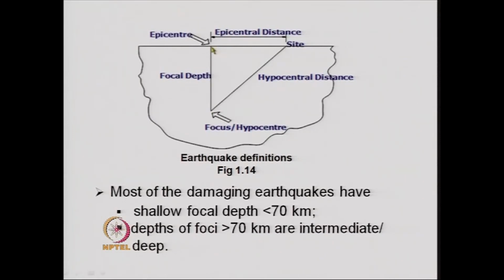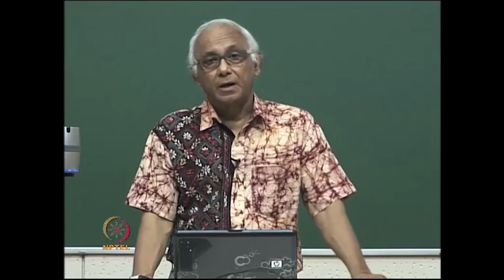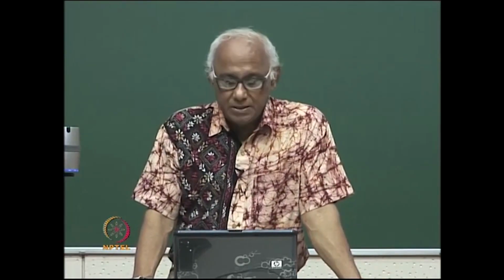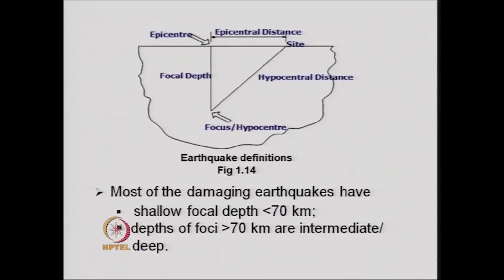The epicentral distance will be represented by sometimes small r, sometimes capital R. Also delta is used to represent the epicentral distance. Focal depth will be represented mostly by small h. Most of the damaging earthquakes have shallow depth, that is a depth less than 70 kilometer. Depth of the foci greater than 70 kilometer are categorized under intermediate or deep earthquakes.